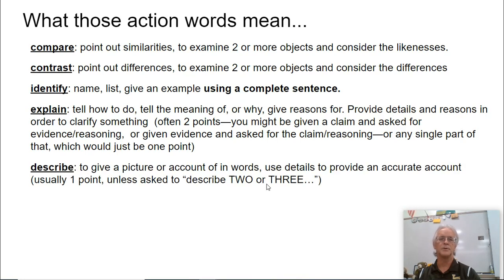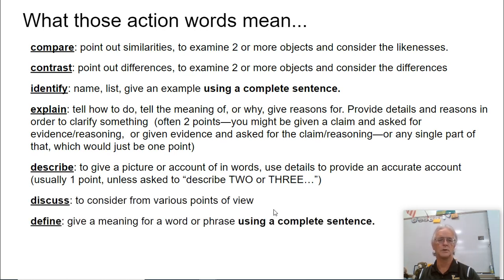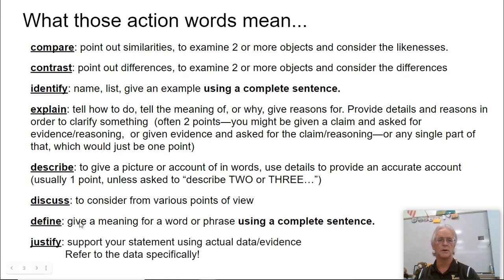Describe: to give a picture or account in words. Use details to provide an accurate account. It's usually 1 point unless asked to describe 2 or 3. Discuss: to consider various points of view. Define: give a meaning for a word or phrase using a complete sentence. Justify: support your judgment statement using actual data or evidence. Refer to the data specifically.